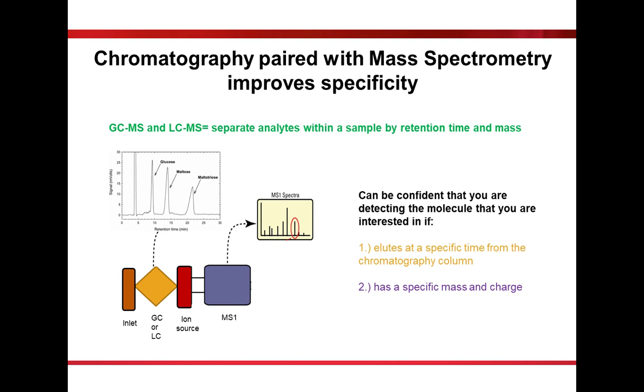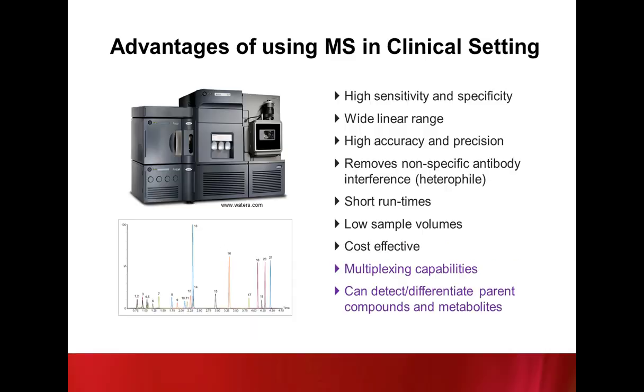When you pair chromatography with mass spectrometry, you're able to improve the specificity of your drug testing. So GC and LC-MS separate analytes in a sample based on their retention time and their mass. So you can be very confident that you're detecting the molecule that you're interested in if, one, it elutes at a specific time from the column, and two, it has a specific mass and charge.